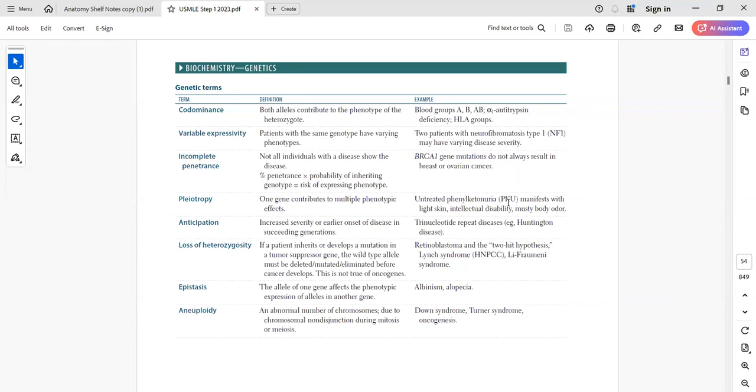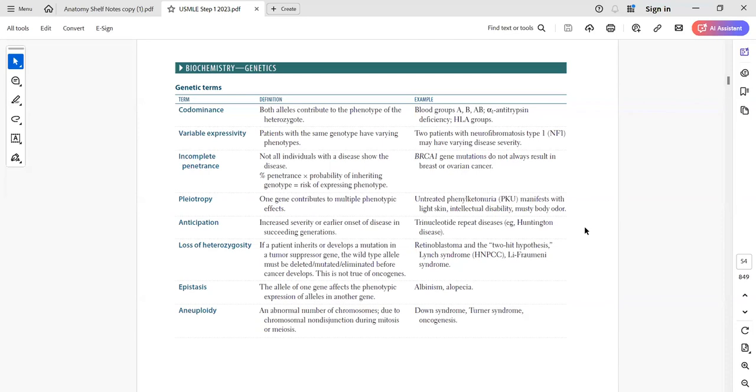Once again, they would give you the example of PKU. So in your world, a patient comes to your clinic. The patient has been diagnosed with PKU. The patient manifests with light skin, has a musty body odor, and has intellectual disability. So what is the genetic terminology you would use to describe the disease that the patient has?